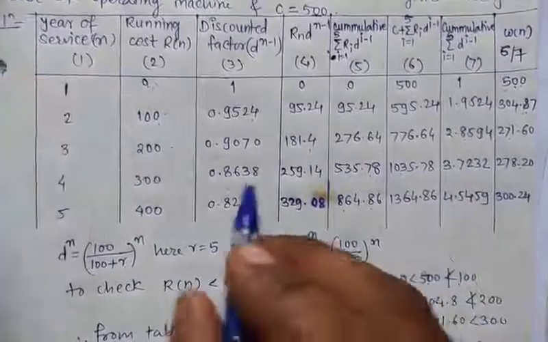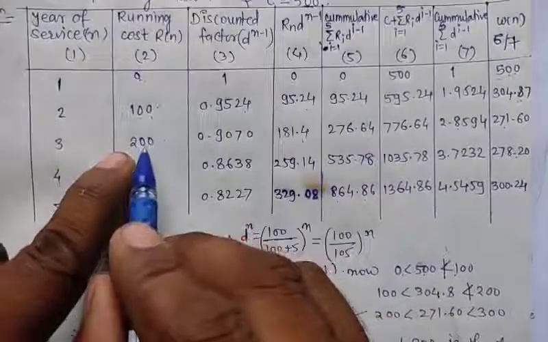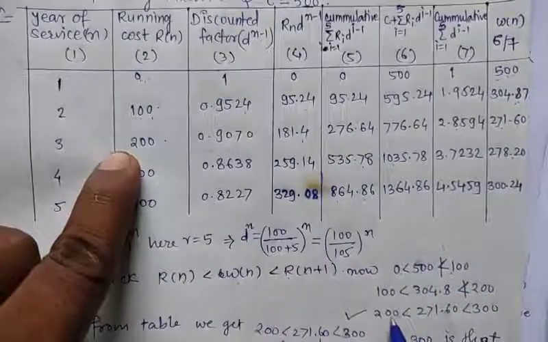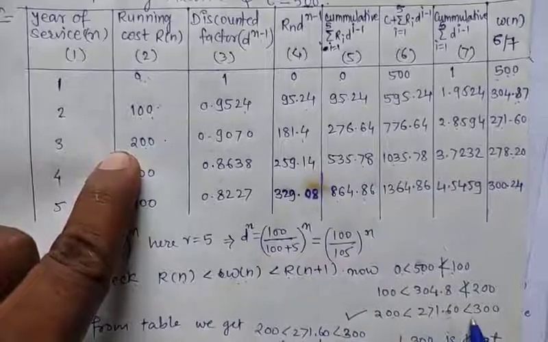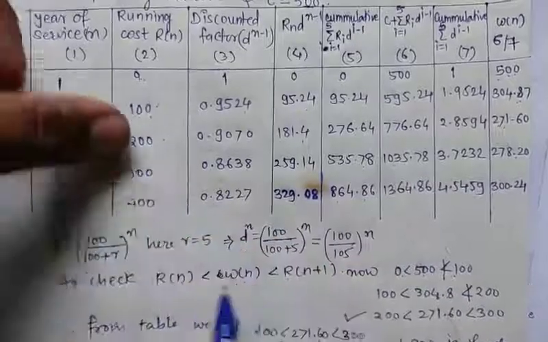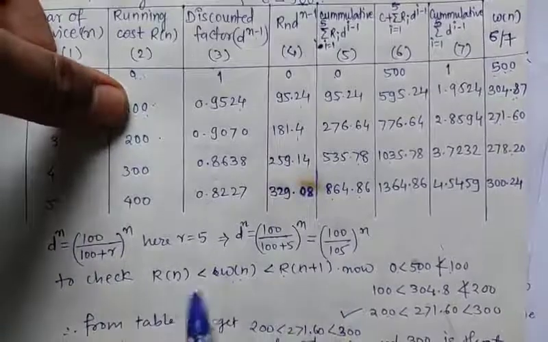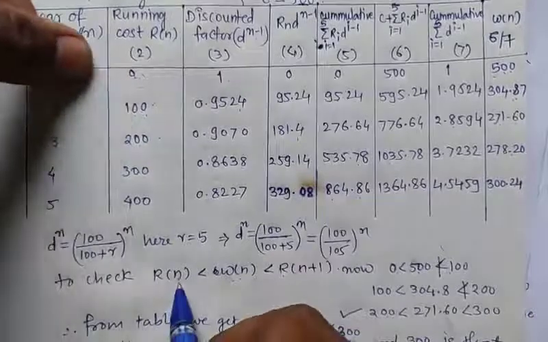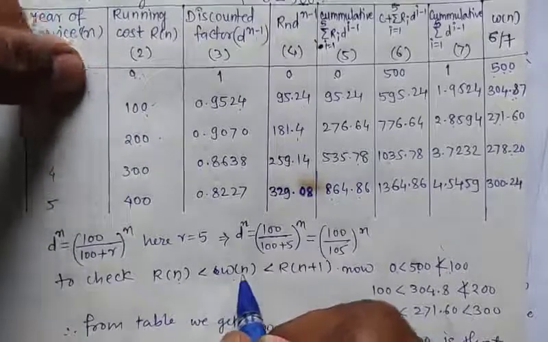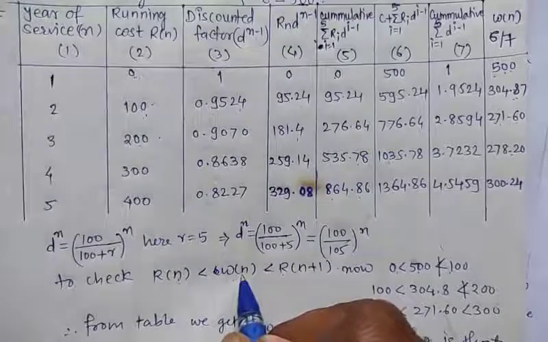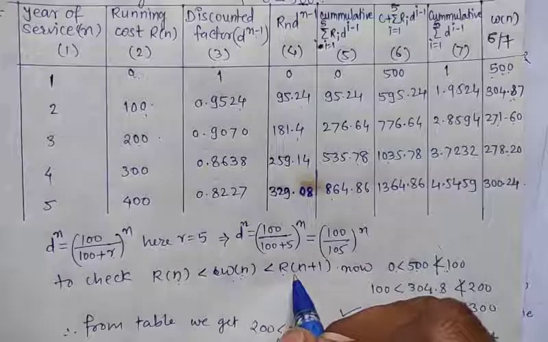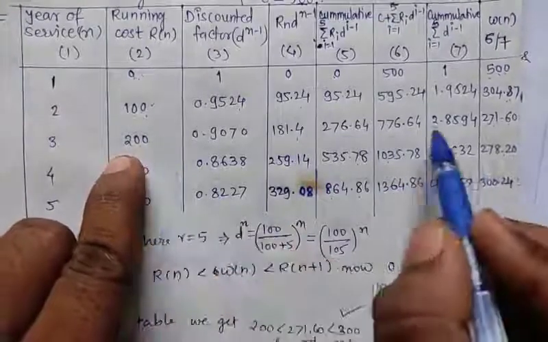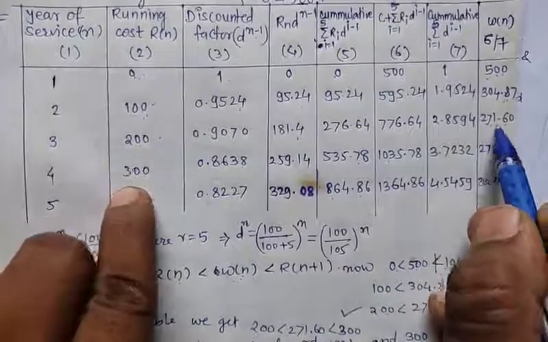Now next we check it for third row. Now here 200 is less than 271.60, right? 200 is less than 271.60, and which is less than 300. Means what? This case is satisfied. R of n is less than omega n less than R of n plus 1. So R of n is running cost for nth year, this is weighted average of nth year, this is running cost for n plus 1th year, right? So for third row, 200 is less than 271.60, which is less than 300.